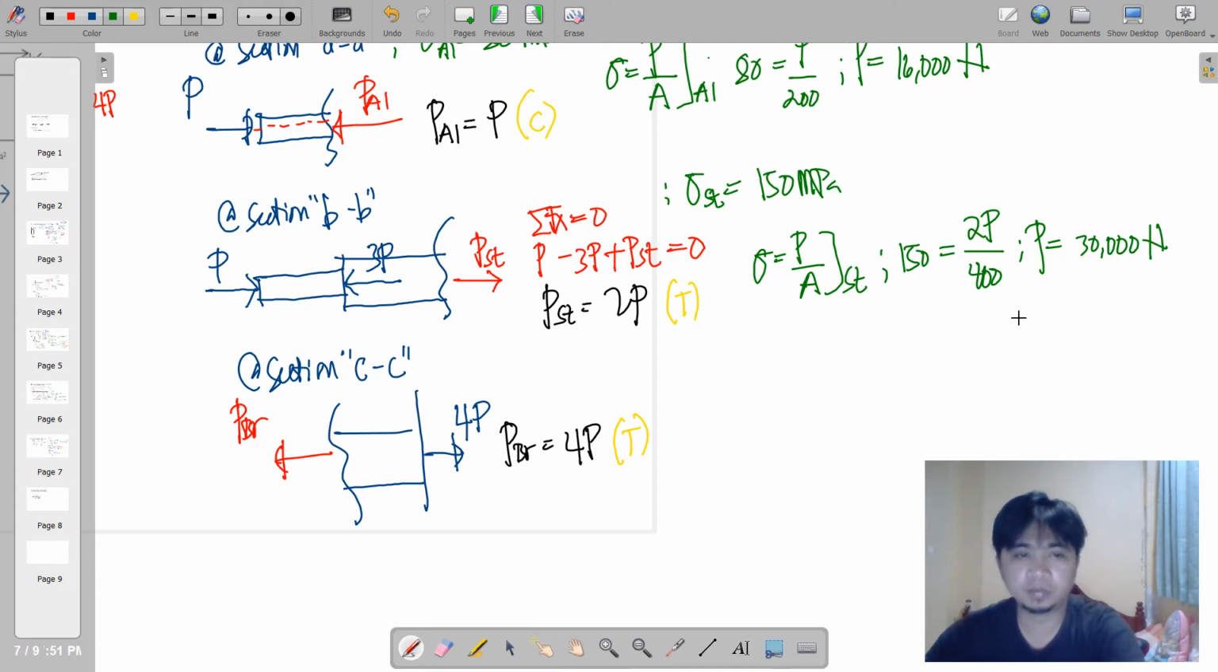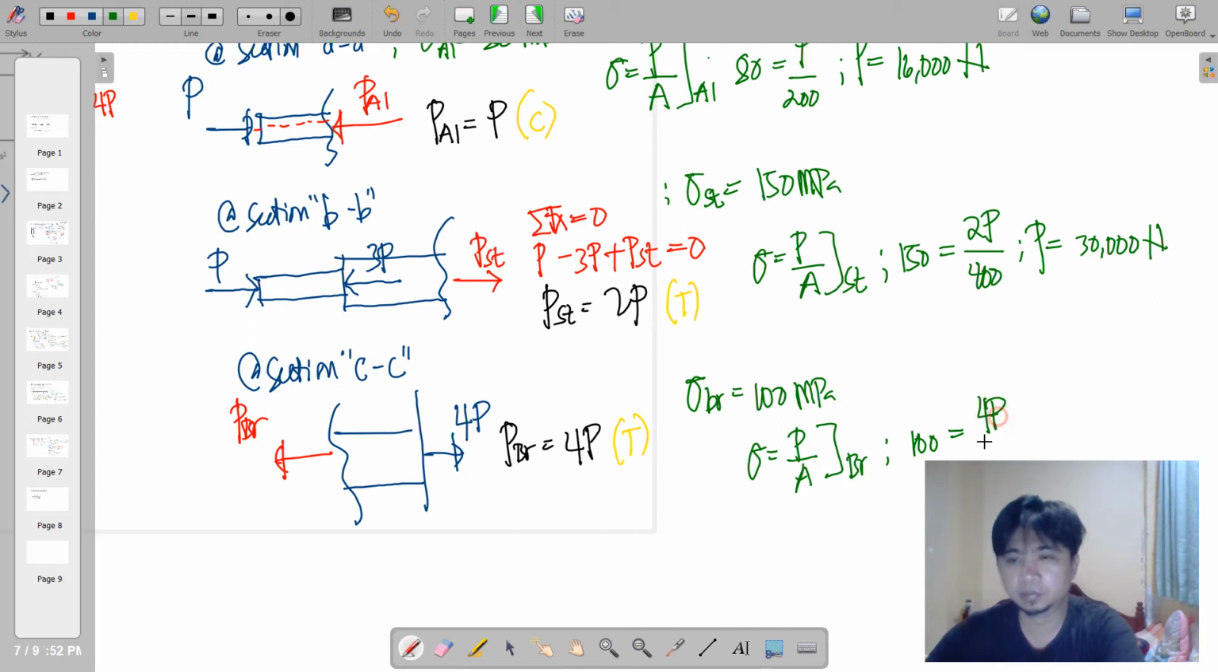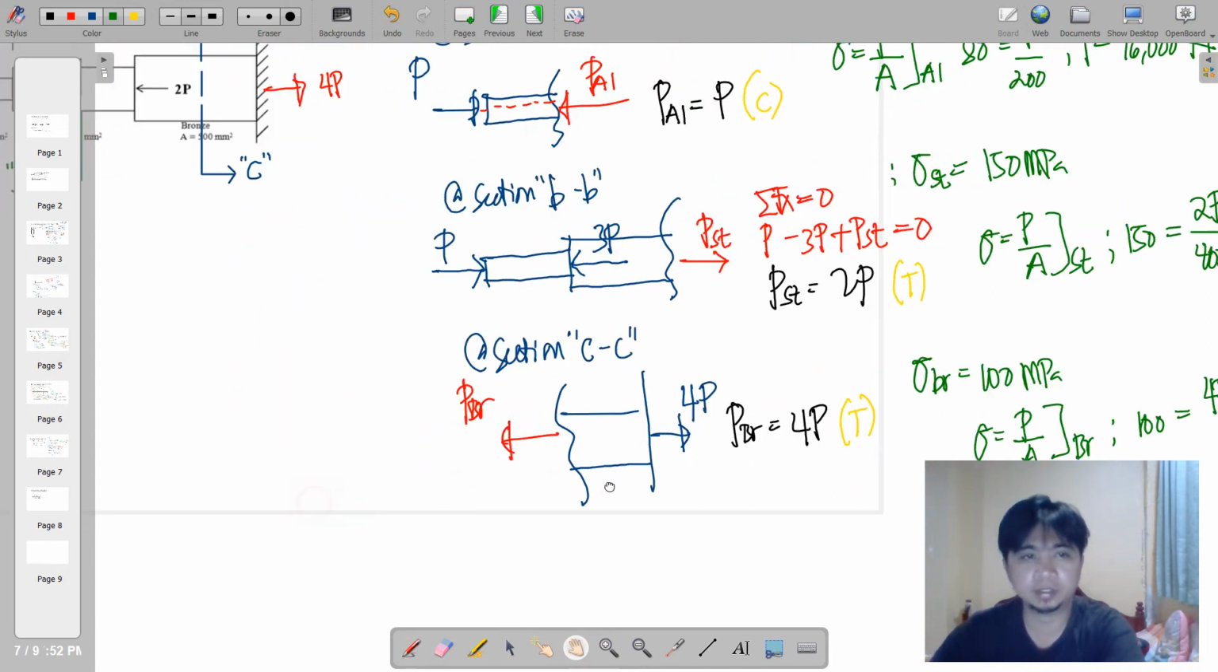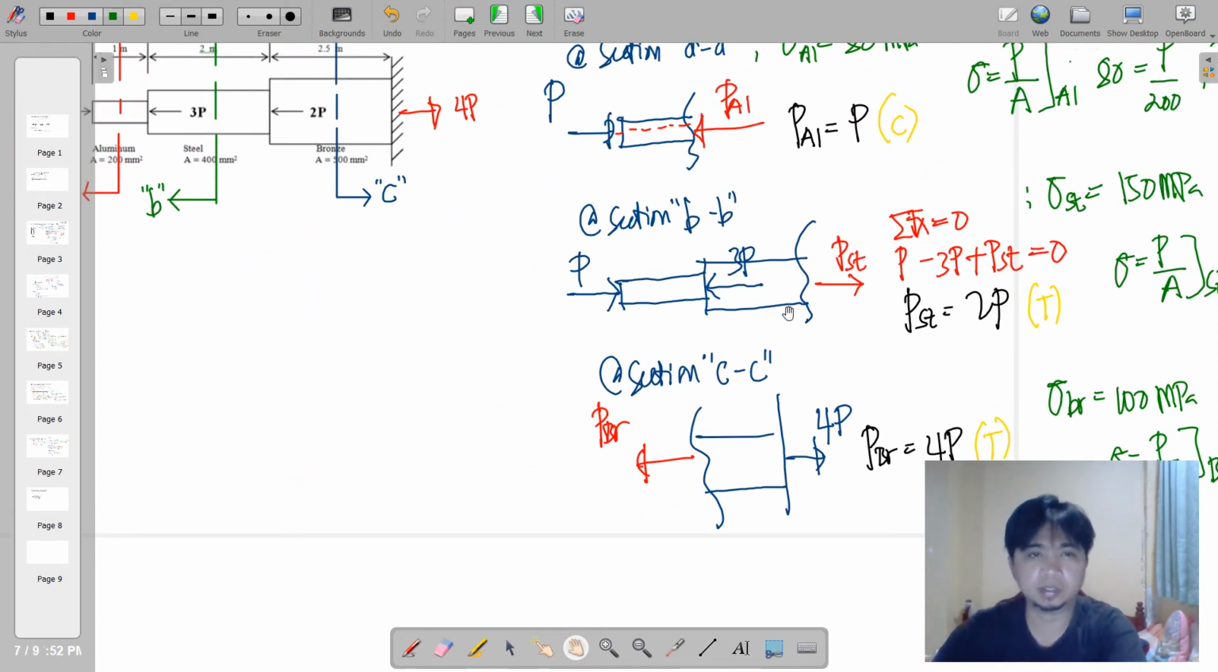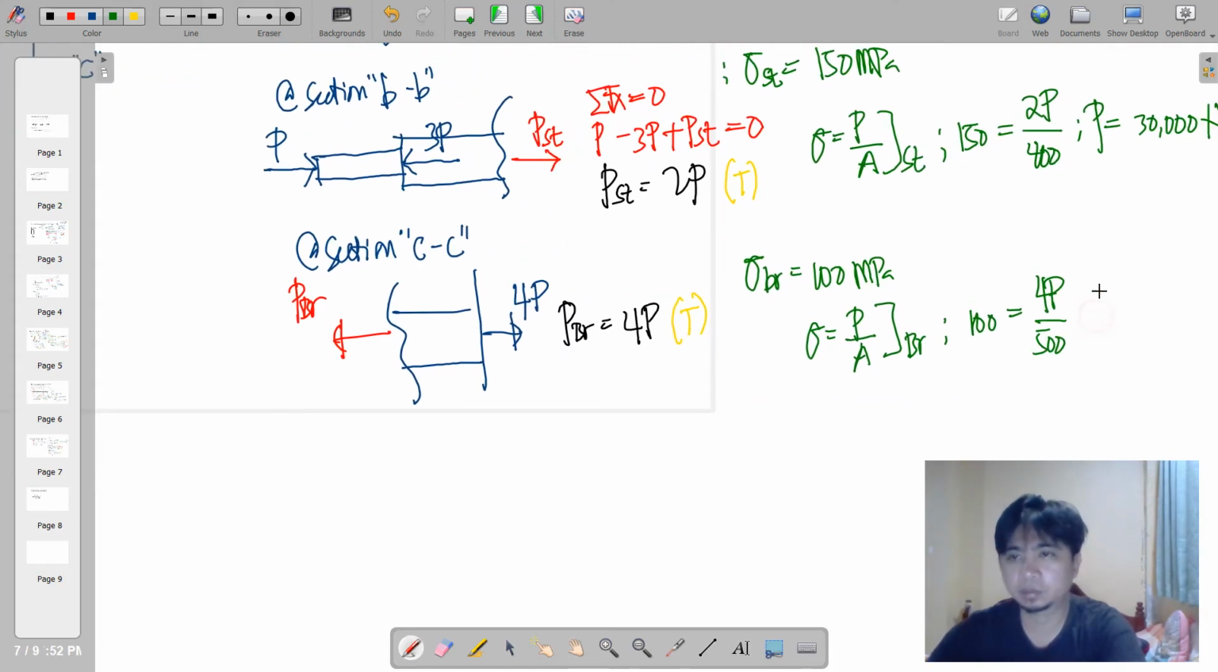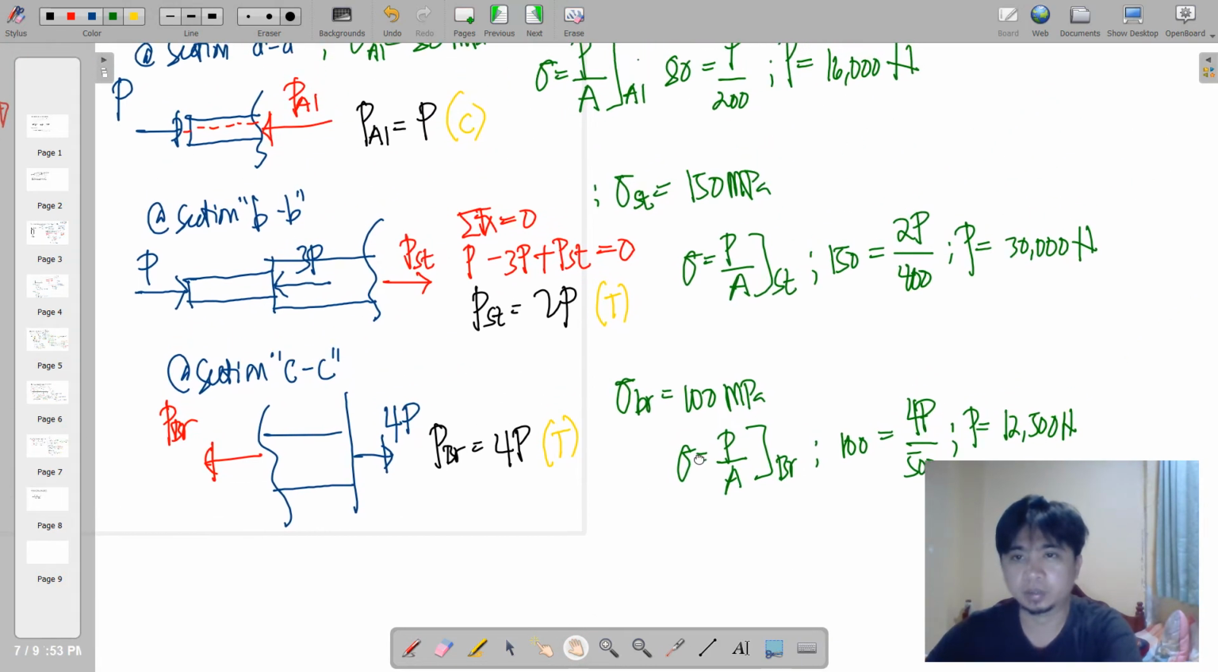And then we do the same for bronze. So it has an allowable of 100 megapascal. So we substitute. So allowable is 100, and then the computed bronze actual load is 4P. So we place it there, and then consider the cross-sectional area, which is 500 millimeters squared. So again, we can derive a value for this. We have now 12,500 Newton.